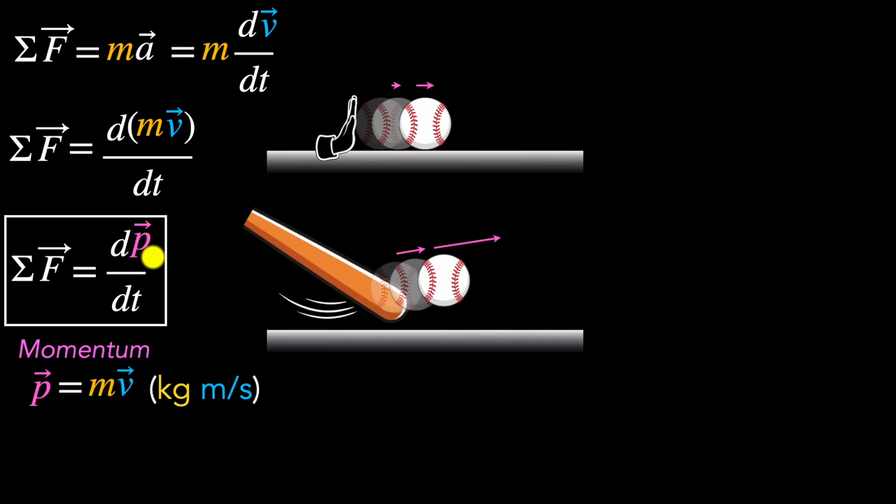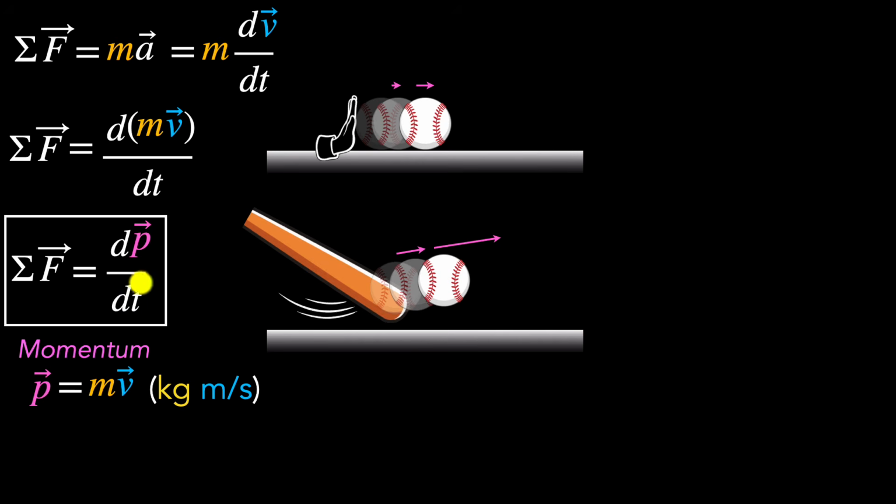But here's where things get really interesting. We can now say that if an object's momentum is changing, there must be a net force acting on it, right? That's another way to think about it. All right, so net force equals rate of change of momentum. We have written Newton's second law in differential form.